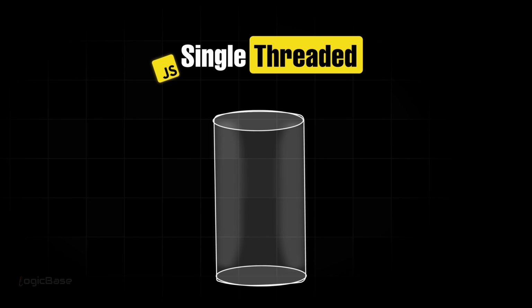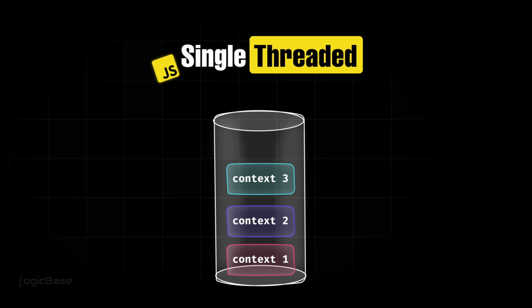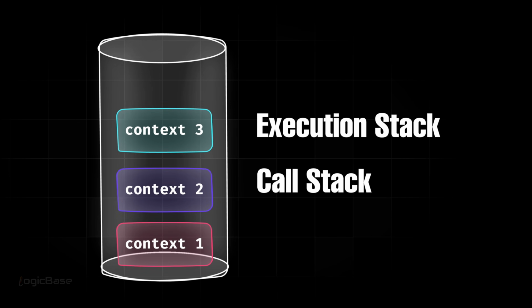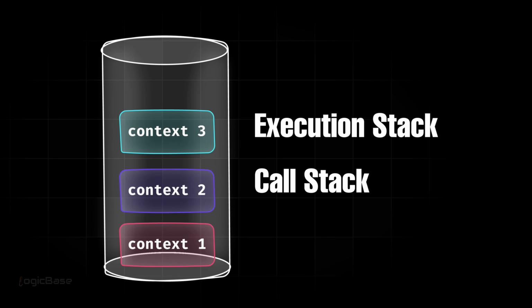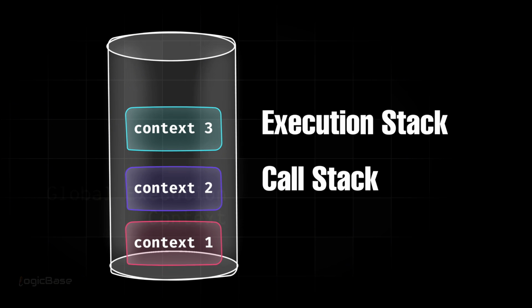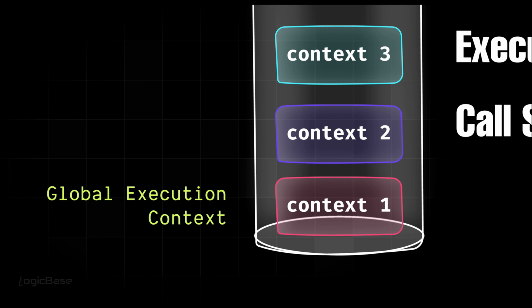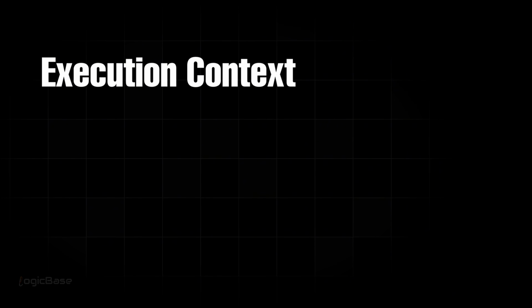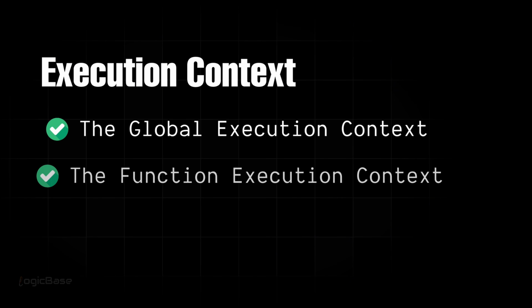JavaScript actually stores these contexts one on top of another, just like a stack. And this stacking structure is called the execution stack, or more commonly, the call stack. At the very beginning, JavaScript places the global execution context at the bottom of the stack. Then, whenever a function is called, a new function execution context is created and pushed on top of it. If that function calls another function inside it, another context is stacked above that, and so on. In this way, JavaScript keeps adding and removing execution contexts in a stacked order as the program runs. So now we have a complete picture of what an execution context really is. It's made up of two types: the global execution context and the function execution context.